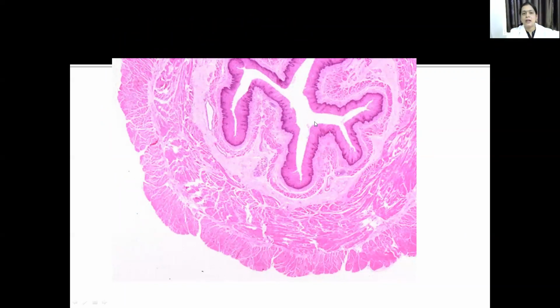So before I move on to another lesion, just a repetition of what I told you: the stratified squamous epithelium lines the lumen of the esophagus, and then the lamina propria, and then the muscularis propria. Here you can see the submucosa and the submucosal glands, the inner circular muscle layer, the outer longitudinal layer, and the adventitia. What I want to stress is the stratified squamous epithelium here, right?